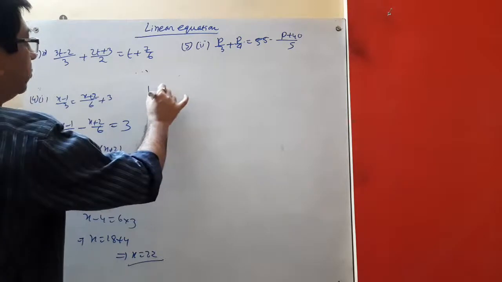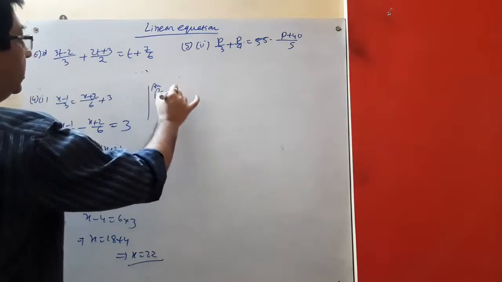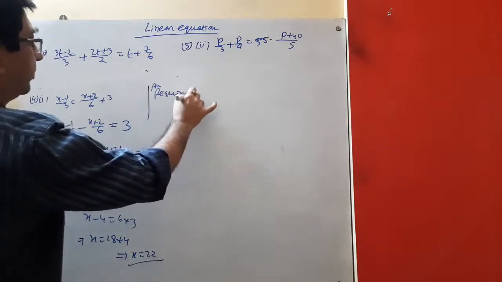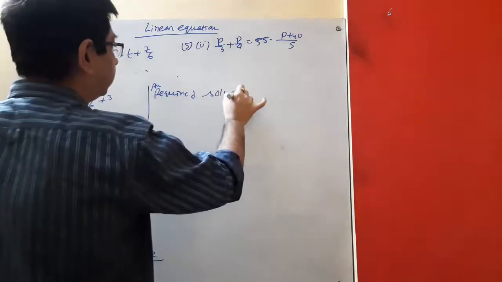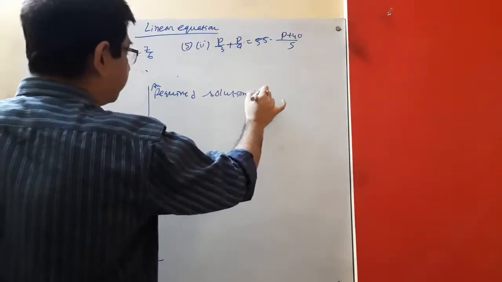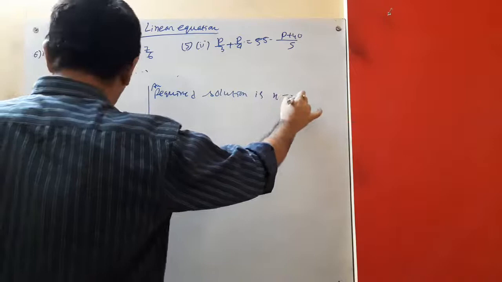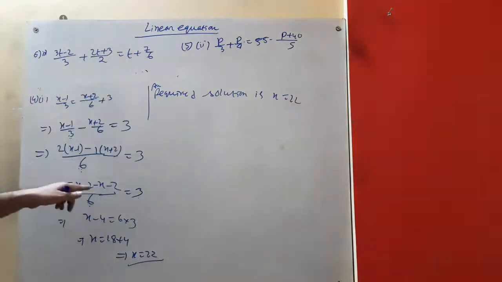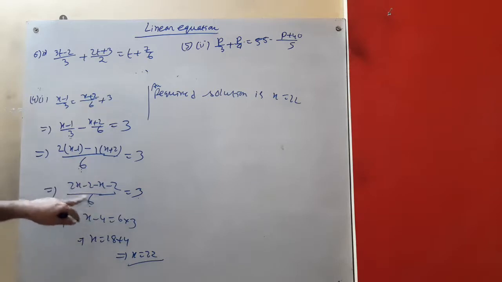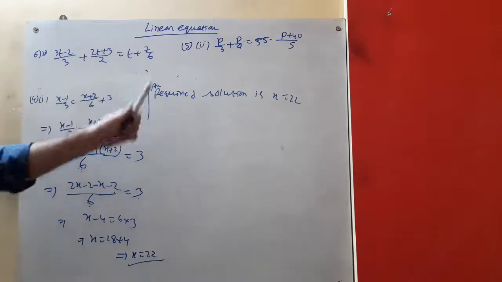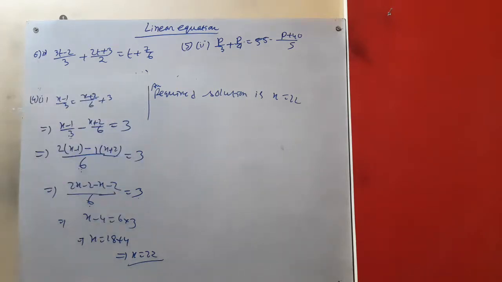So the required solution is x equal to 22. Please check the calculation. 2x minus 2 minus x minus 2, 2x minus x is x, minus 4, equal to 18, right? This is the answer. Okay, this part is done, now we are left with these two sums.